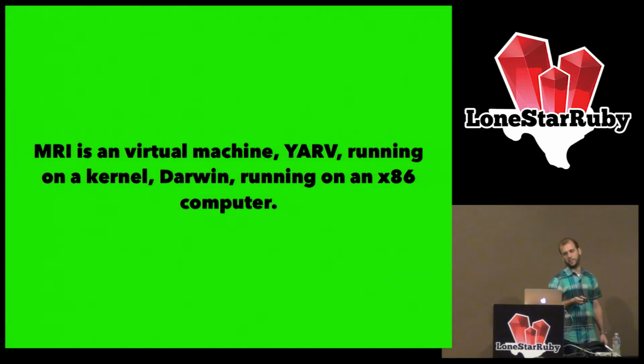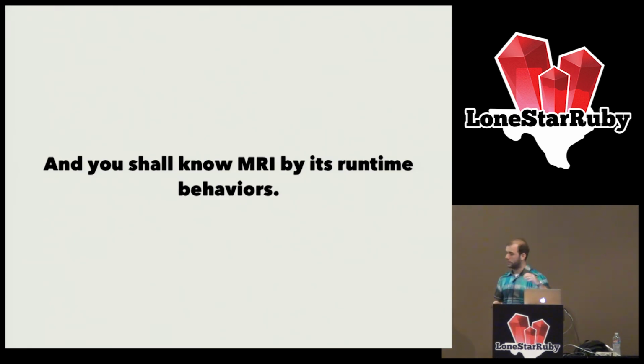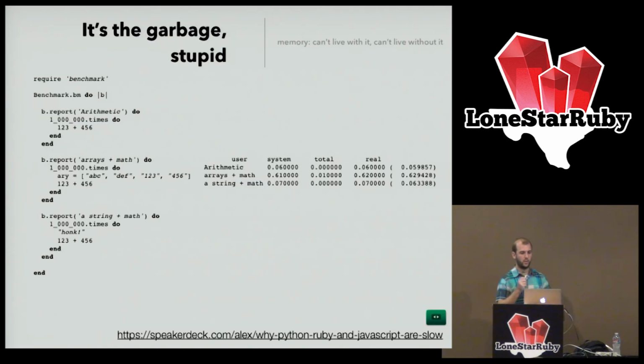MRI is a virtual machine, called YARV, and it runs on a kernel that's called Darwin, and it runs on a computer that we call x86. So this is all about digging in, like what is actually going on when I run a Ruby program. You shall know Ruby by its runtime behavior.